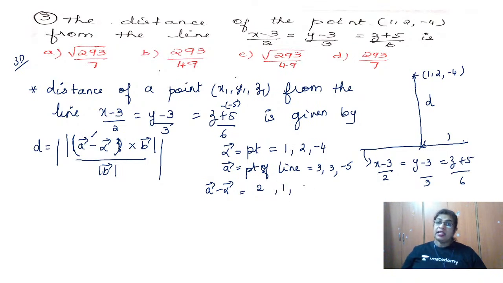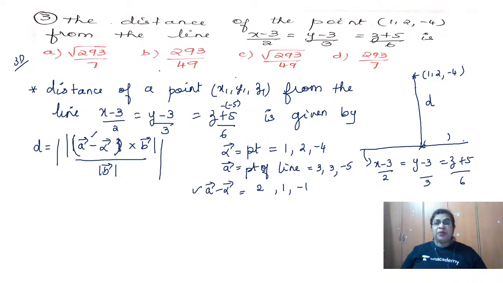Minus 5, minus of minus. So minus 5 plus 4 is minus 1. Okay, now I will give you one shortcut for the cross product. So you want the cross product between whom? The vector A minus alpha vector, that is this vector, and the b vector.